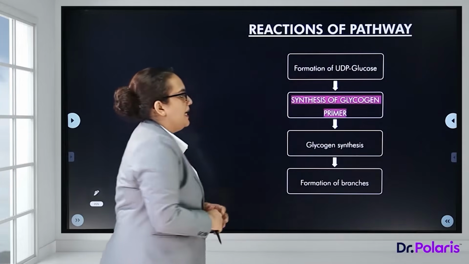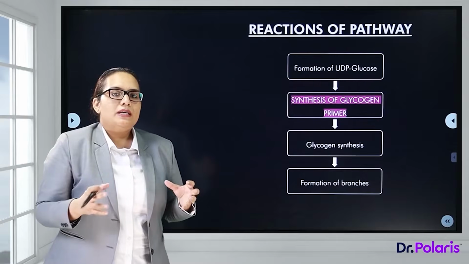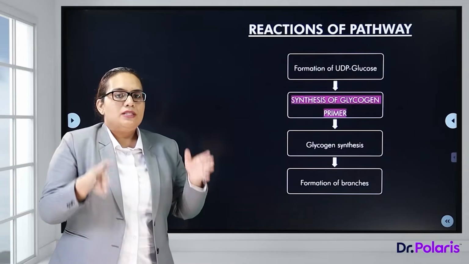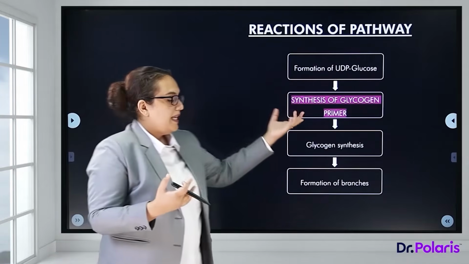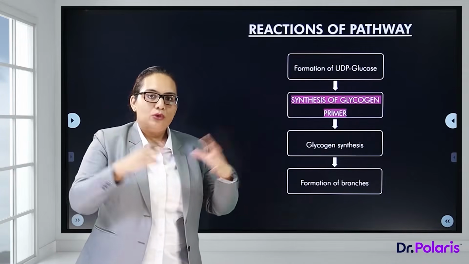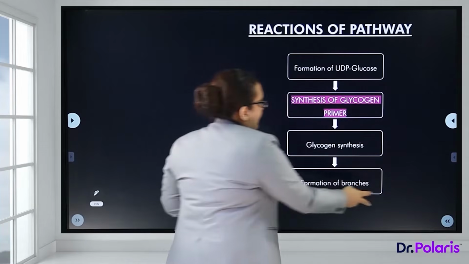Now we'll move on to the next one, that is synthesis of glycogen primer. Now the primer over here is like a foundation. You have probably seen a building. For any building to stand erect, you need a foundation on which it is built. So likewise, we need a glycogen primer which acts as a foundation, and on top of that you have the growing glycogen molecule which is built. So let's have a look at synthesis of glycogen primer. Now let's see how this foundation or the glycogen primer is formed.